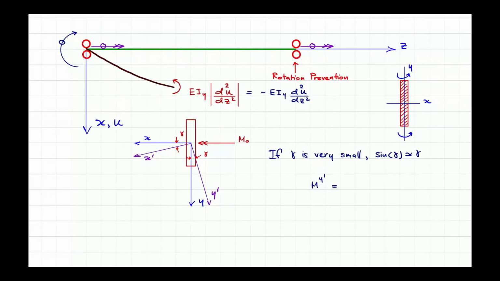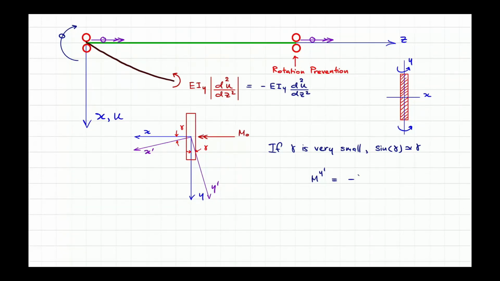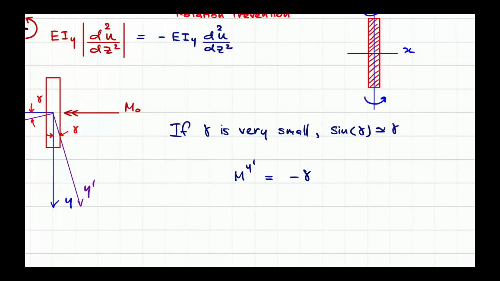And if you take a look at the component in the y prime direction, you find that the component of m naught is going into this side, which is opposite to the y prime direction, and then it needs to be accounted for by the minus sign as shown.